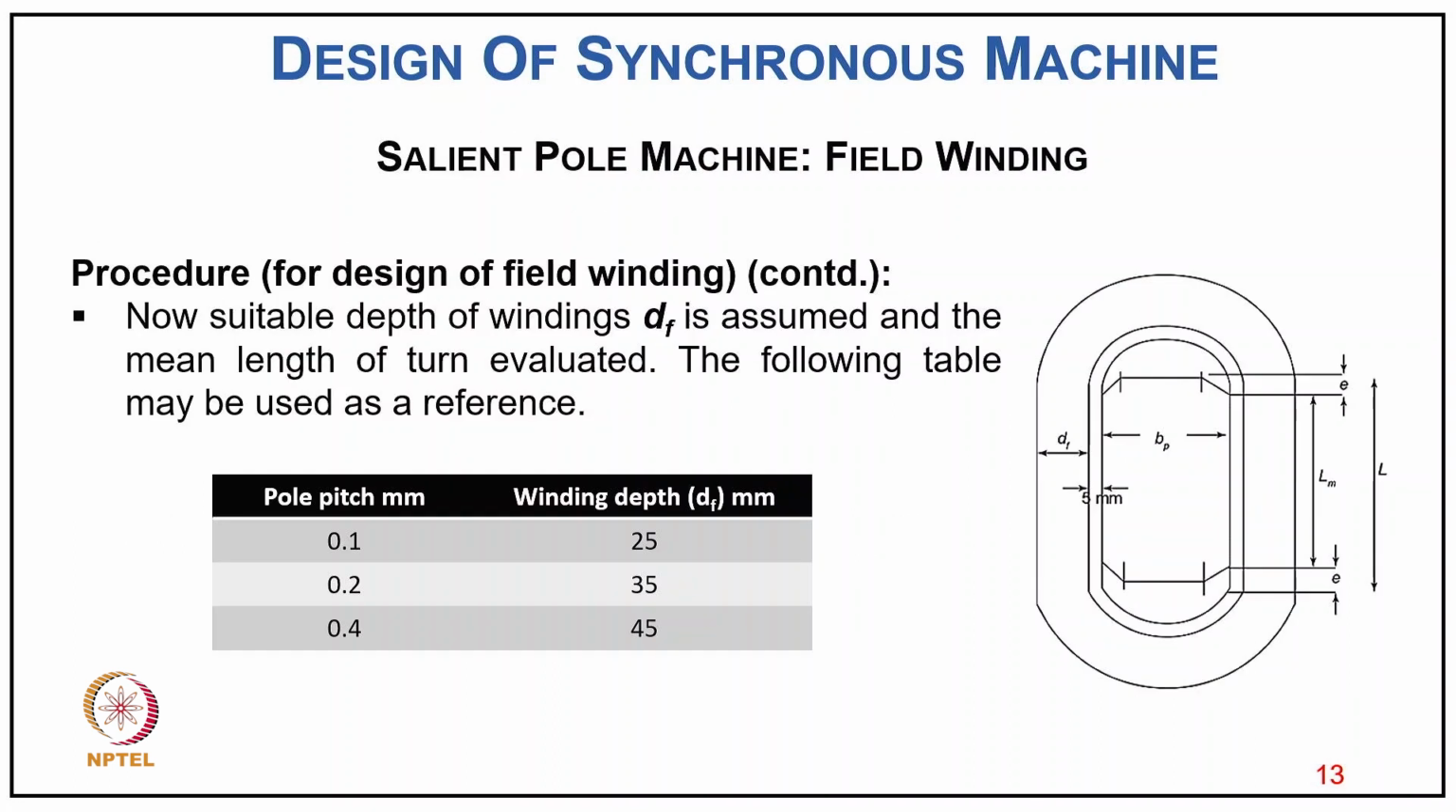Now a suitable depth of the field winding DF is assumed, and the mean length of the turn is evaluated. And the following tables are used normally as a reference.